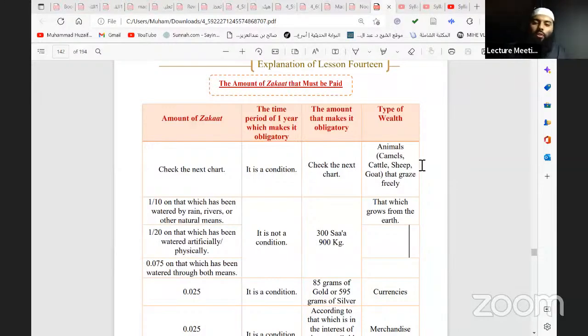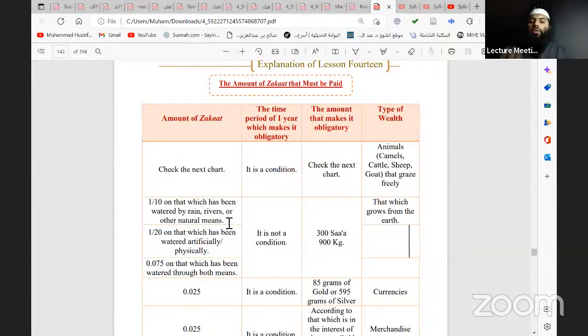As for that which grows from the earth, okay, what's the nisab? What's the threshold? It's 300 sa', which is equivalent to 900 kg. 900 kg. Is it a condition that you have to have that for a year? For that which grows from the earth? No, it's not. That which grows from the earth, then no. How much do you give? Now, for this, it's not 2.5%. This one has something else, which is on that which has been watered by rain, rivers, or other natural means.